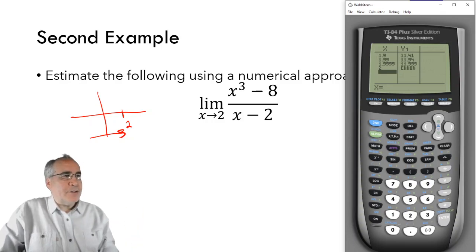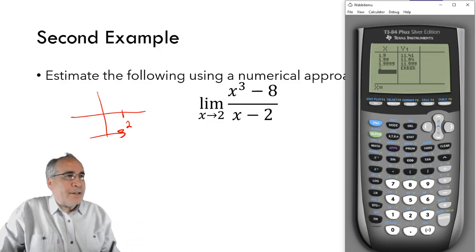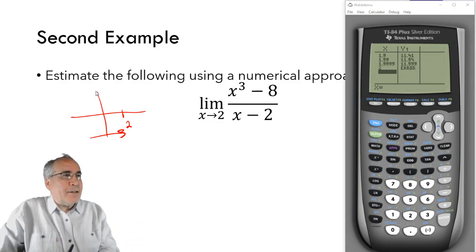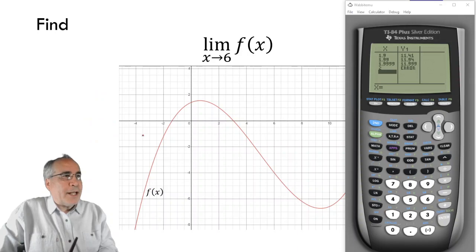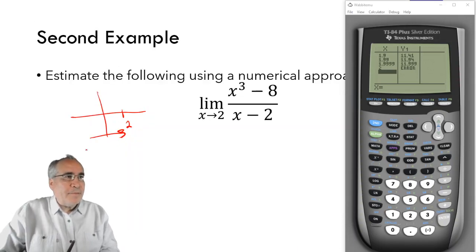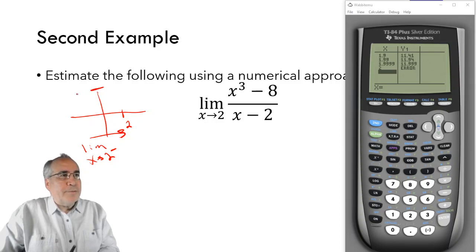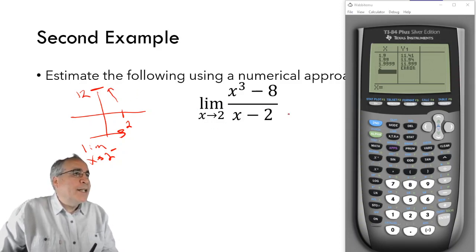So what I'm seeing is that as I get close to 2 from the left, so the limit as x goes to 2 from the left, I'm getting close to 12. Okay, and I'm coming there from sort of below, right? The values are sneaking up that way.